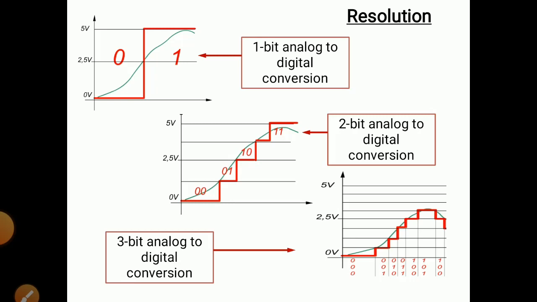Now the second graph, you check, there it is 2 bit analog to digital conversion. Whatever voltage range is there, 0 to 5 volt, it is divided into 4 parts like 00, 01, 10, 11. So it is 2 bit analog to digital conversion. And if you use 3 bit analog to digital conversion, then it is divided into a larger number of parts, with the help of 3 bits, 000, 001, 010, 011 and so on. So the voltage range is broken into a large number of parts. From this, you can conclude that if you use a higher number of bits, then your voltage range is divided into a higher number of parts. This is called the resolution of the signal.